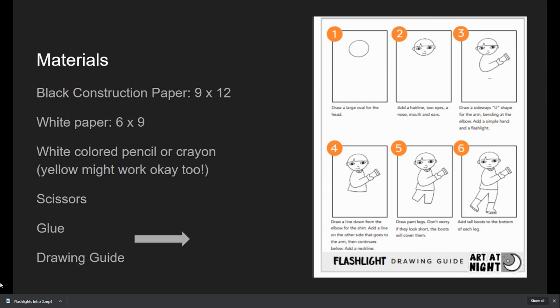and that's going to be the section that we use to show our illuminated area of our artwork. And you're also going to need a white colored pencil or a crayon. If you don't have white, you could try yellow. And you'll need scissors, glue, and you can use this drawing guide.